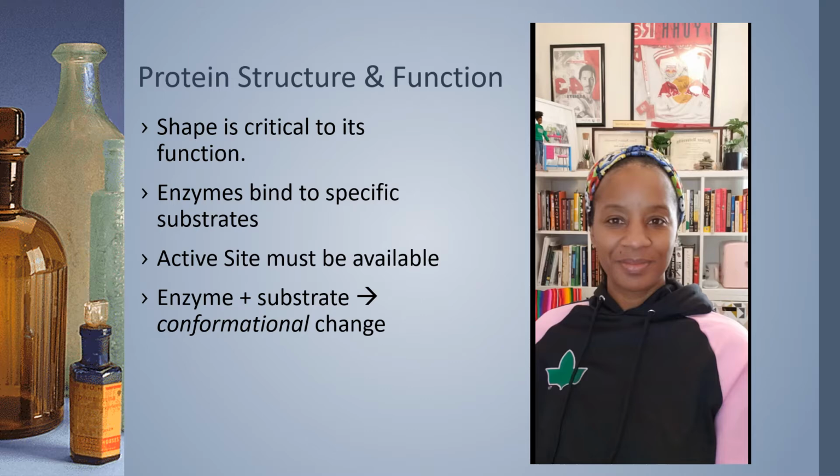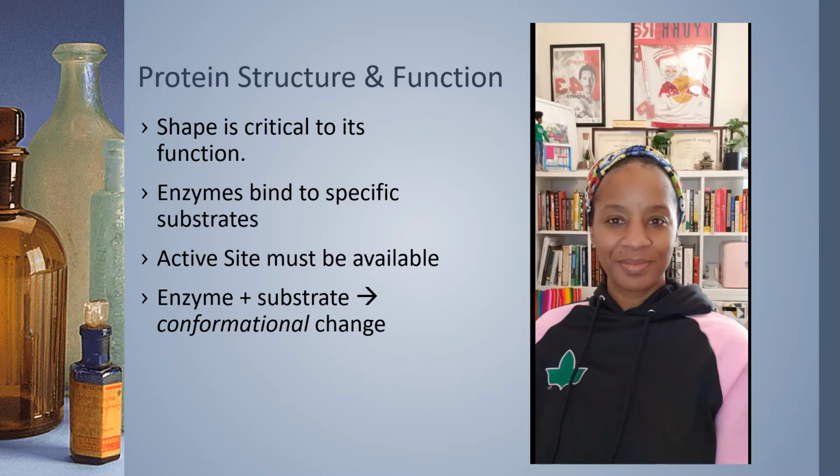An enzyme can bind to a specific substrate at an active site. If this active site is altered because of local changes or changes in overall protein structure, the enzyme may be unable to bind the substrate. If the enzyme cannot bind the substrate, then the protein cannot function. When an enzyme successfully binds to a substrate at the active site, the substrate undergoes what's called a conformational change. This is a change in the shape that allows the protein to function.